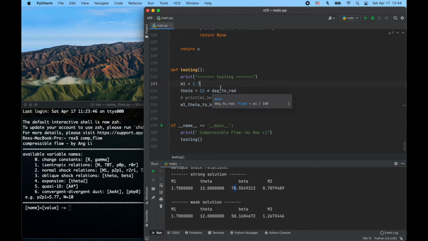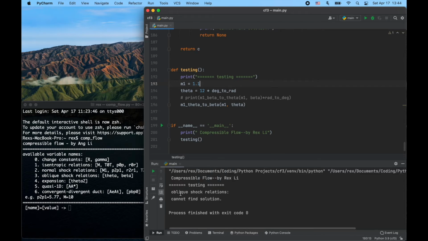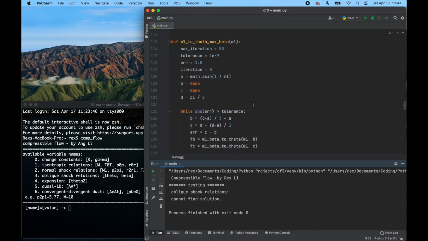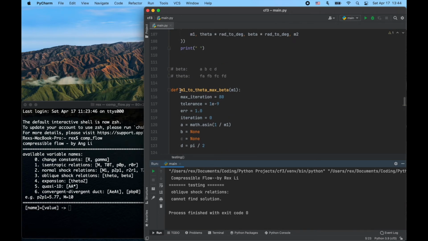Let's see what happens if there's no solution. So if we give it a really weak supersonic flow. Yeah, cannot find a solution. Okay, so for the three values, Mach number, theta, and beta, if we know Mach number and theta, we can find beta. If we know Mach number and beta, we can find theta.